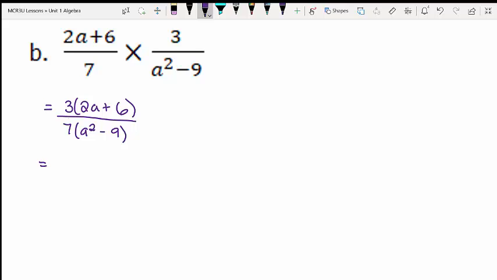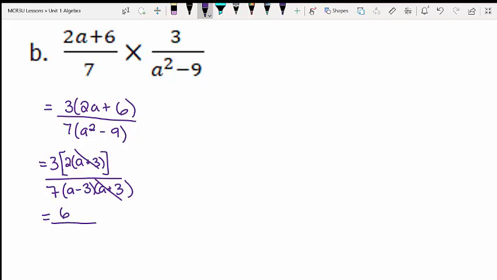So 2a plus 6. Okay, common factoring is the only thing we can do here. Factor out a 2 and we're left with a plus 3. And in the denominator we can do difference of squares, so we get a minus 3 and a plus 3. Okay, and then obviously we have some common factors here that we can cancel out, a plus 3 and a plus 3. So in the numerator we're left with 3 times 2, which is 6, and in our denominator we have 7 times a minus 3. Okay, so that's our simplified version of the rational expression.